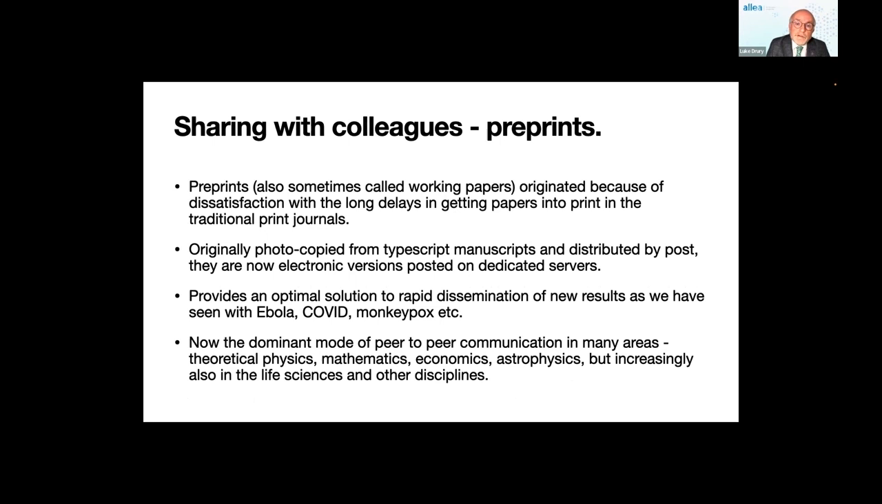So first of all, how do we share information with our colleagues? The answer here has been for 50 years that we use preprints. Also in economics called working papers; other disciplines may have other names for these. But basically for 50 years or more, people have been frustrated by the slowness of getting papers into print in traditional journals, and they have been sending around early versions of their work as preprints or working papers to get around this problem. Originally, and I'm old enough to remember the days, these were generated from typescript manuscripts and either photocopied or mimeographed and distributed through the postal system.